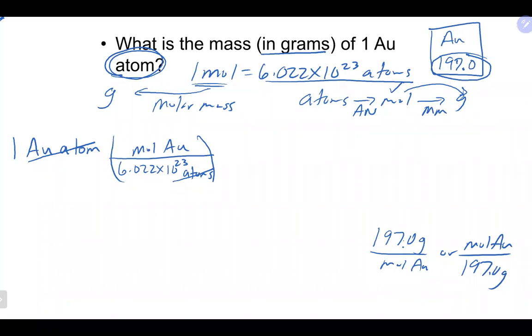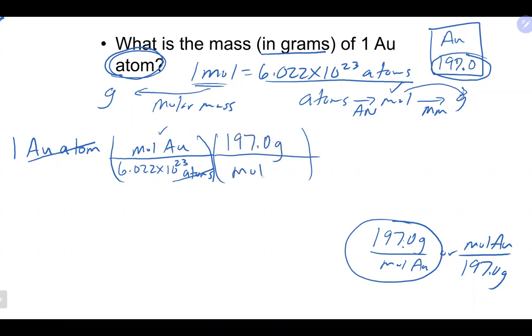In this case, remember again, opposites are going to cancel. So we see our moles of gold sitting up on top, which means we do need the moles to be on the bottom. So we will put the 197 grams per mole of gold. That is going to cancel out our moles of gold, leaving us just grams.